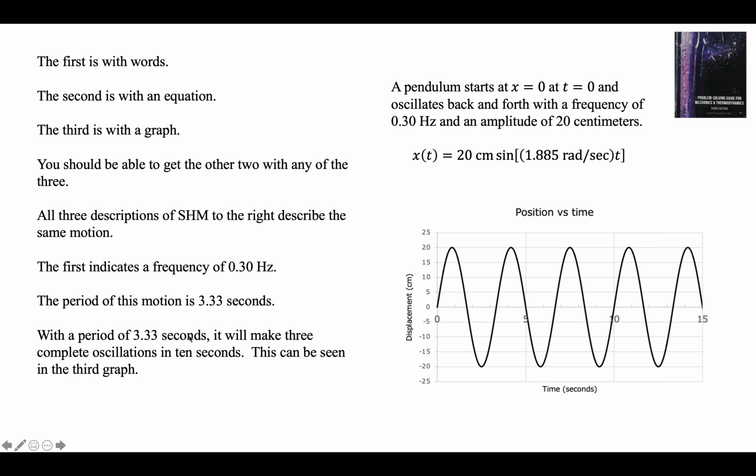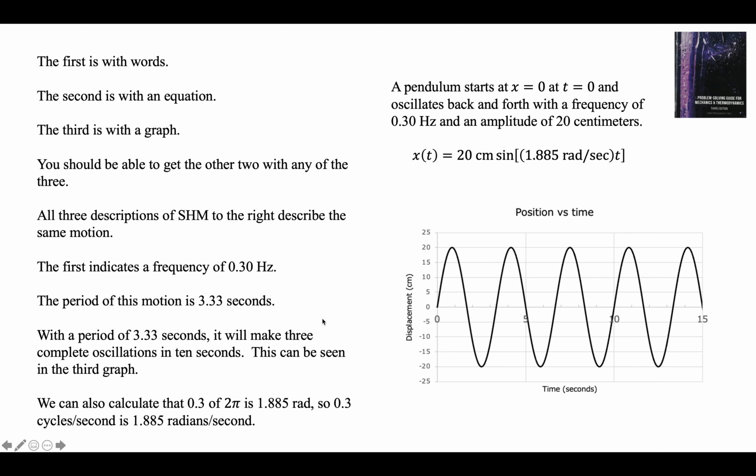With a period of 3.33 seconds, it will make 3 complete oscillations in 10 seconds. 3.33 seconds per oscillation. So there's 1 oscillation, there's 2 oscillations, there's 3 oscillations, and there's 10 seconds. 3 cycles, 10 seconds.